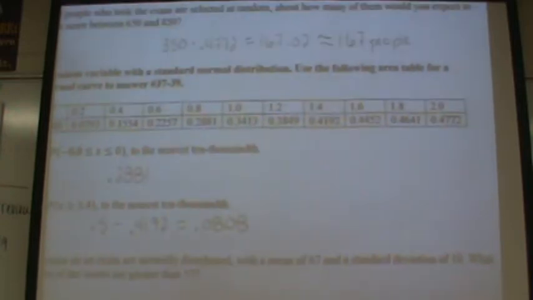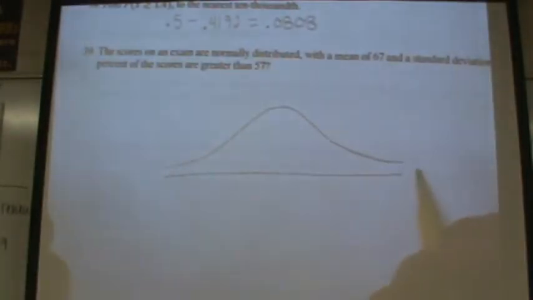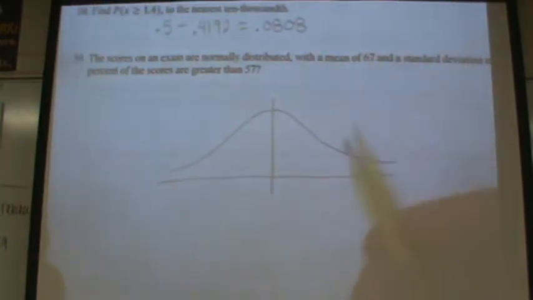And then 39. The scores on an exam are normally distributed with a mean of 67 and a standard deviation of 10. What percent of the scores are greater than 57? So this is where you're looking at your curve, and I'll actually draw one because I have enough room down here. We'll draw our standard normal curve, and we would have our mean, and in this case we're told that our mean is 67.